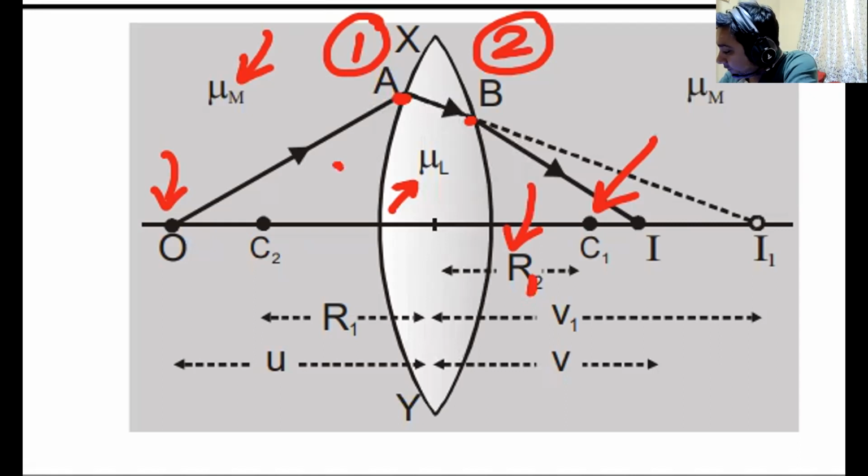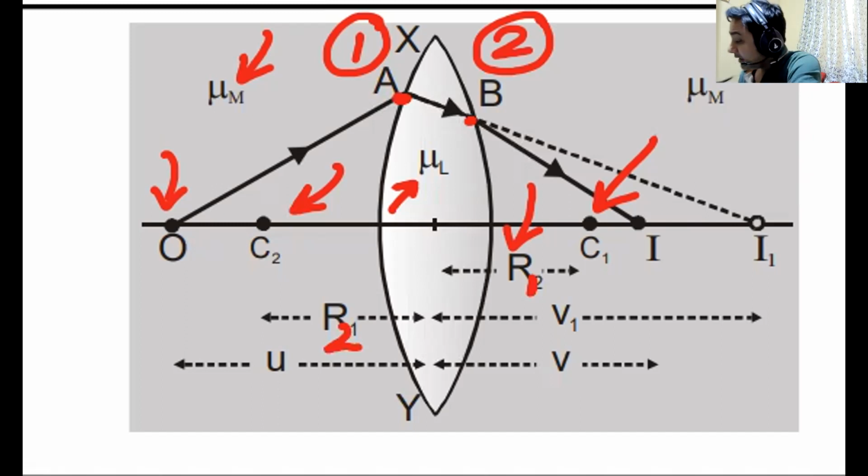Then we have C2, which is the center of curvature for the second surface. Do we understand this? Yes, sir. Then here we have R2, which is the radius of curvature for the second surface. Is it clear to everyone?